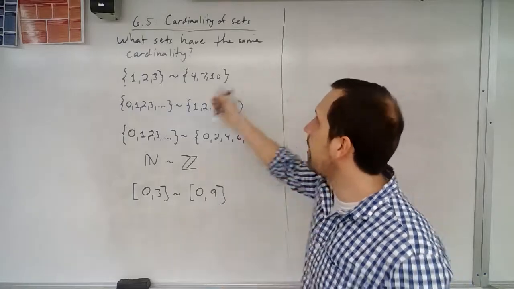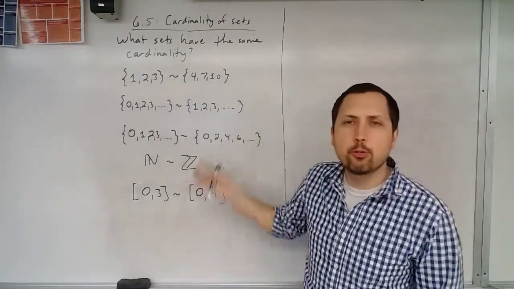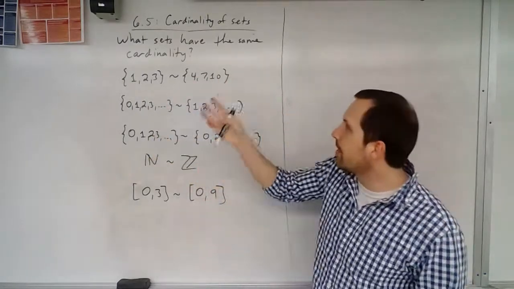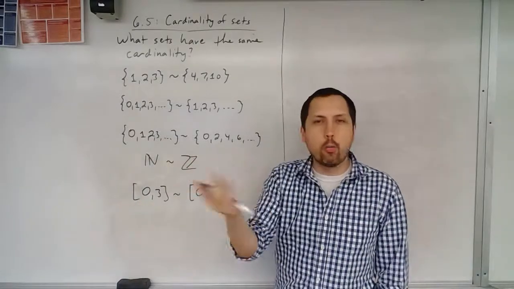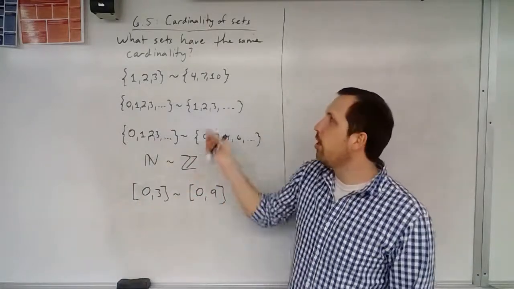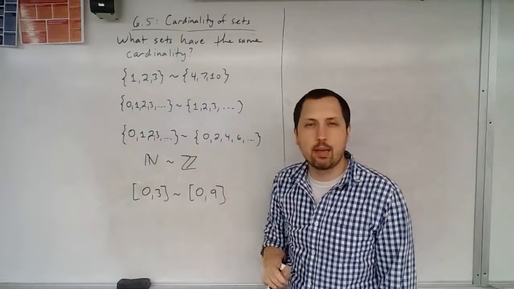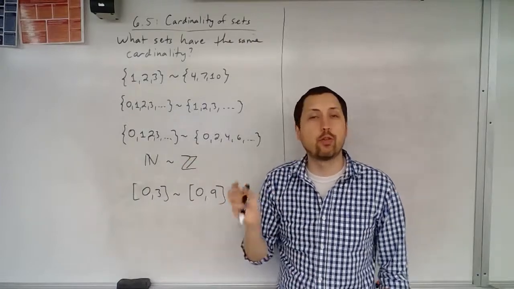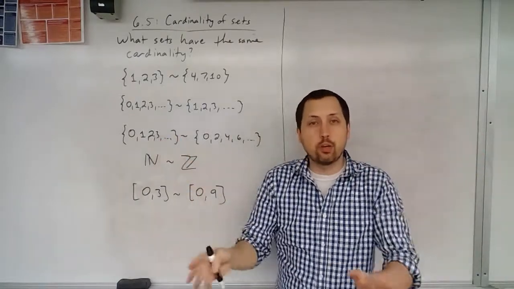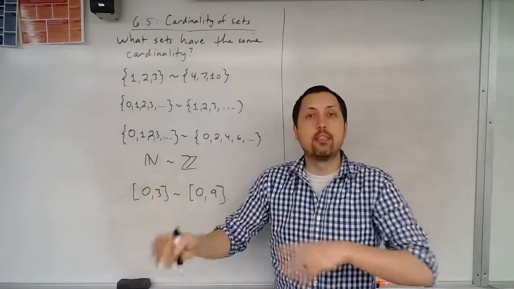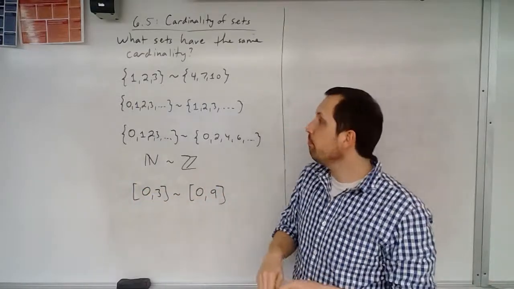So let's take a look at a few examples here to figure out. This would be something that, if we were in class, I would have you all work together and figure out which of these have the same cardinality and which of these don't. So if we think about sizes, which of these have more elements than the other one?